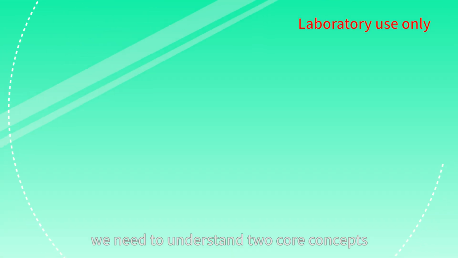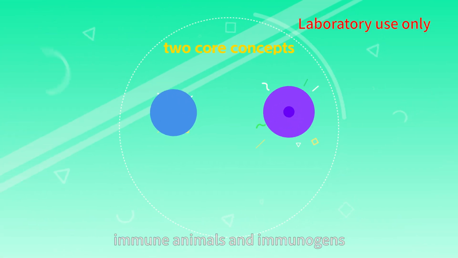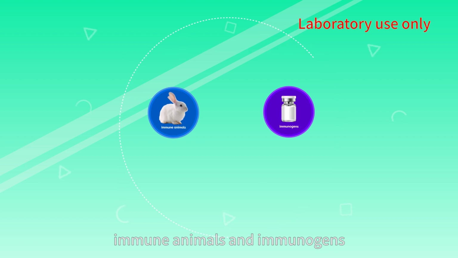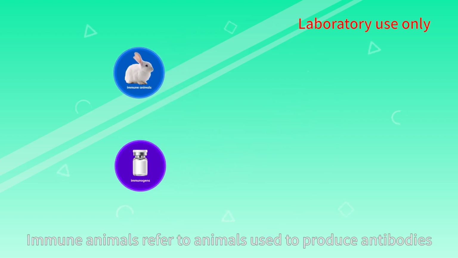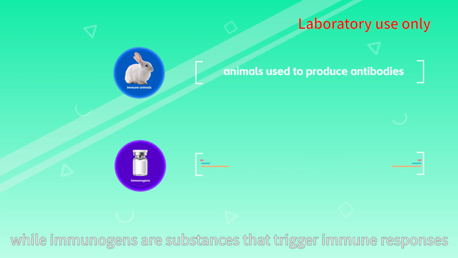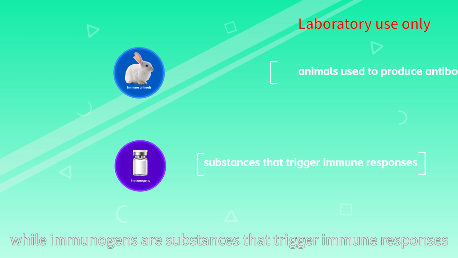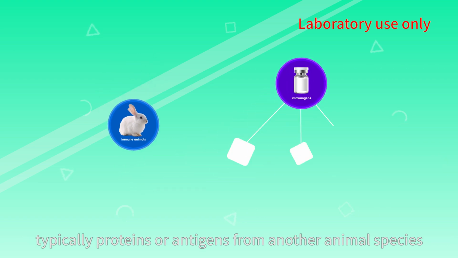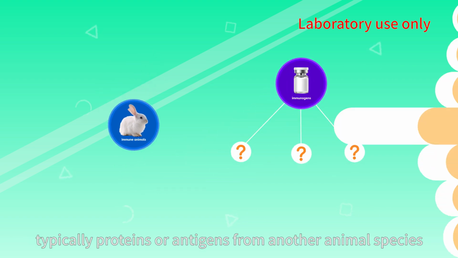Firstly, we need to understand two core concepts: immune animals and immunogens. Immune animals refer to animals used to produce antibodies, while immunogens are substances that trigger immune responses, typically proteins or antigens from another animal species.